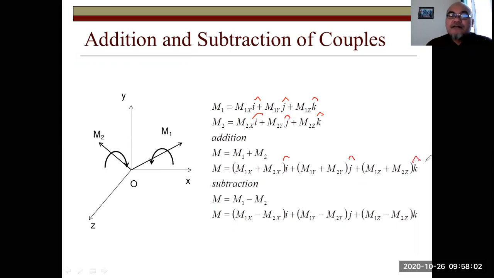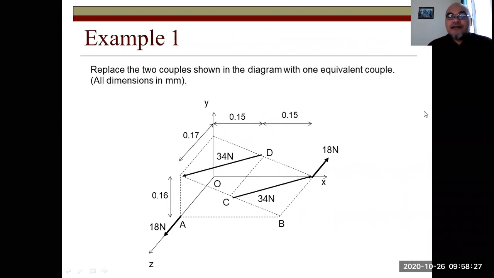Okay. We can also subtract the two couples. For example, m equals m1 minus m2. This becomes, we just subtract the vector components: m1x minus m2x i plus m1y minus m2y j plus m1z minus m2z k. Okay, for example, here. So this is already solved.